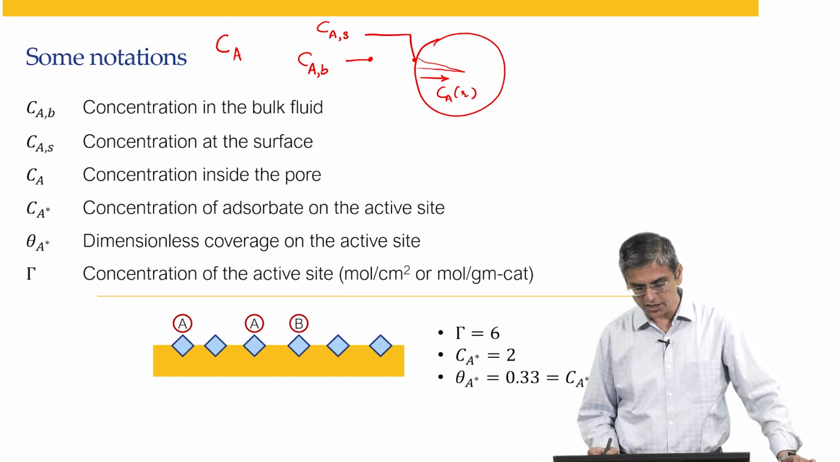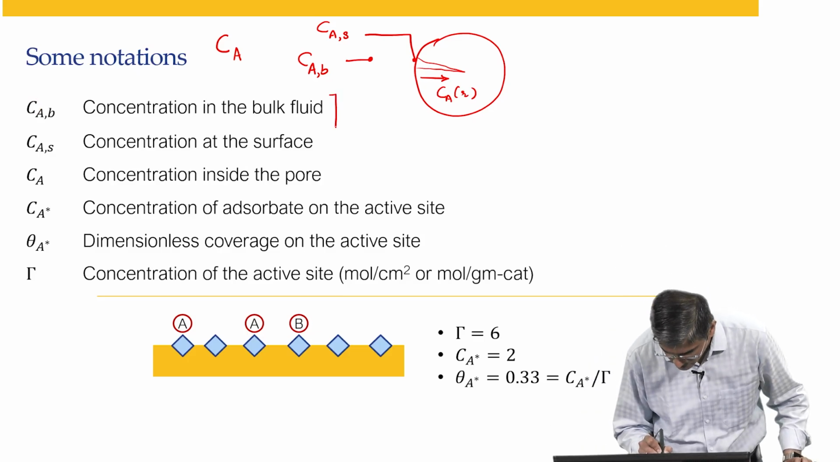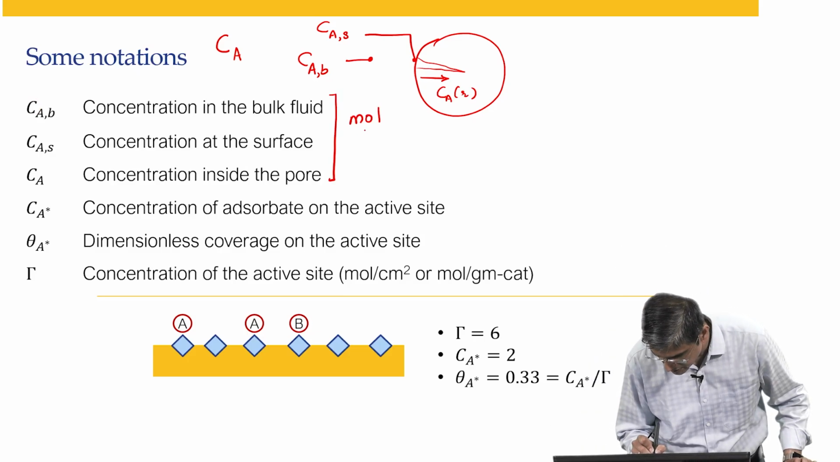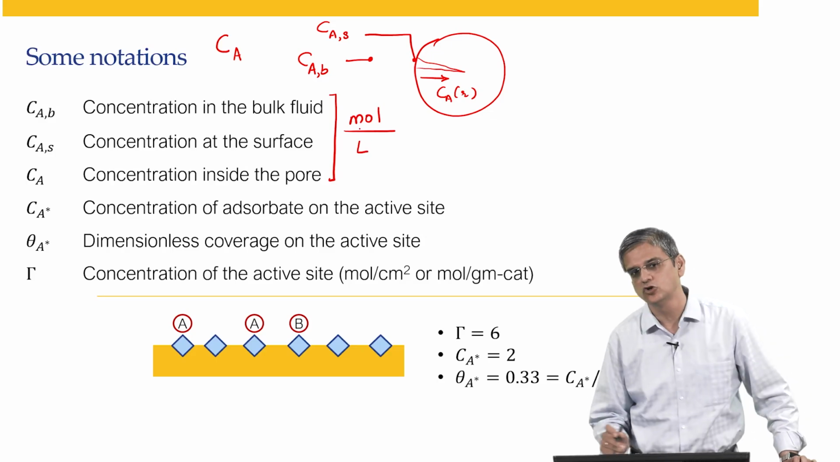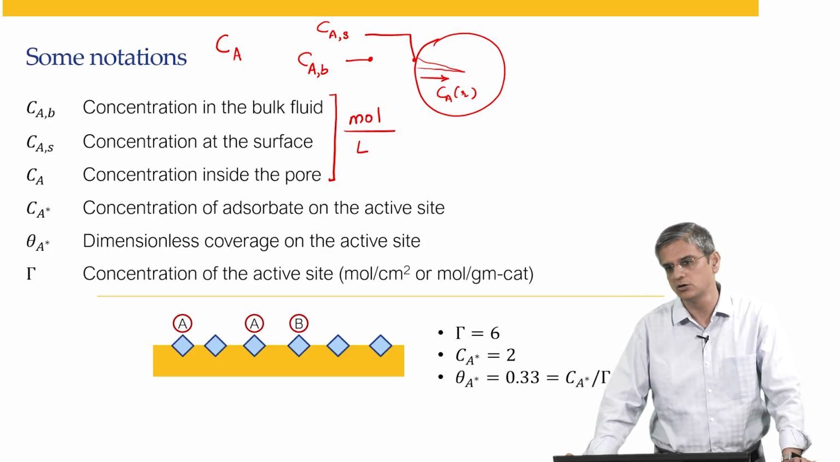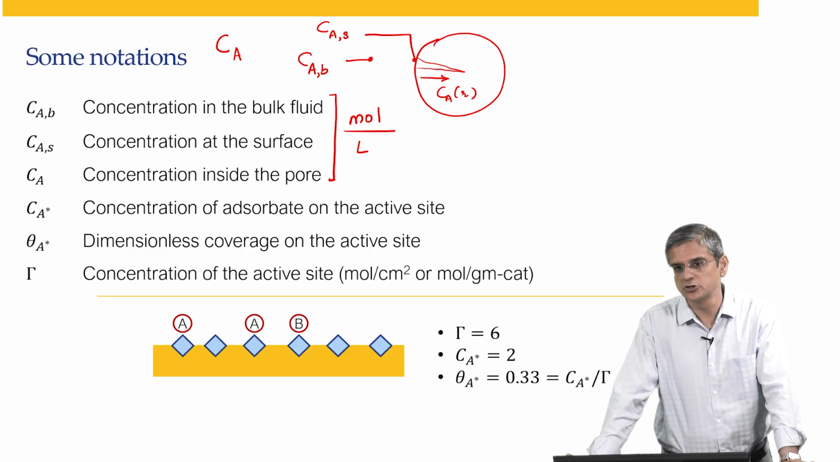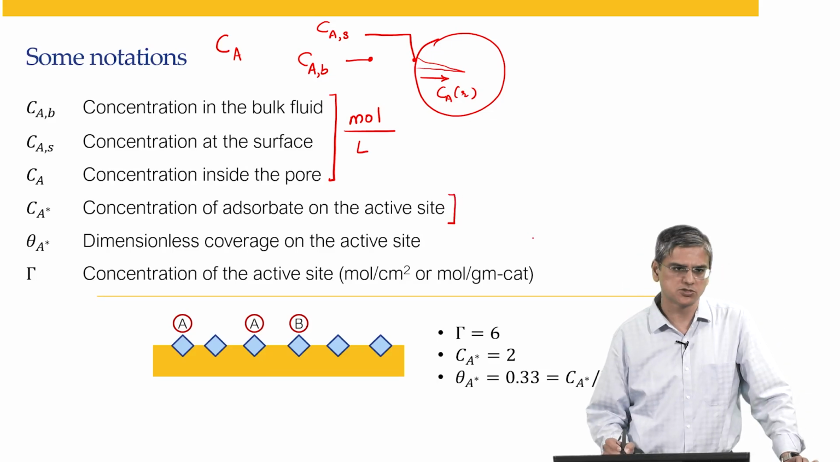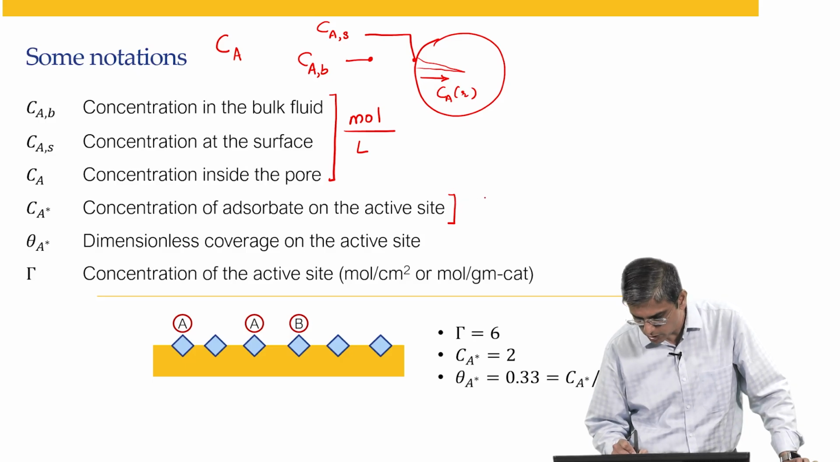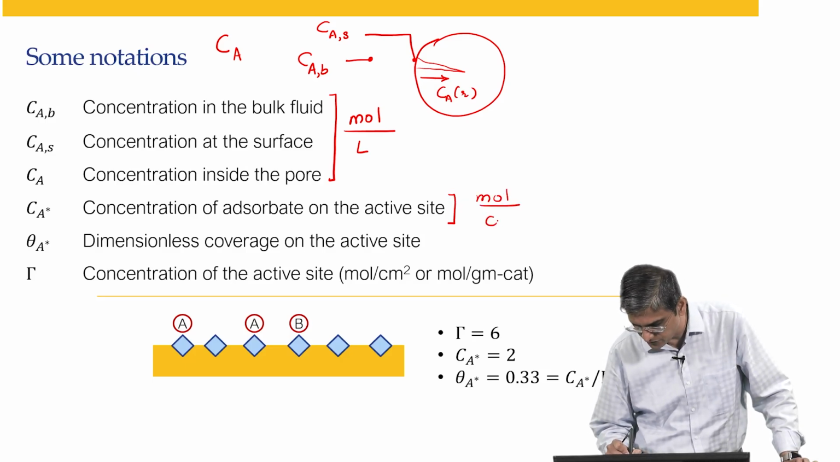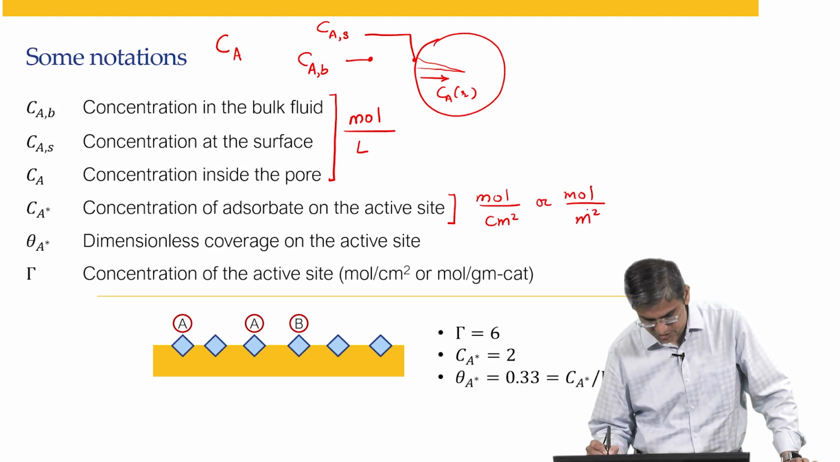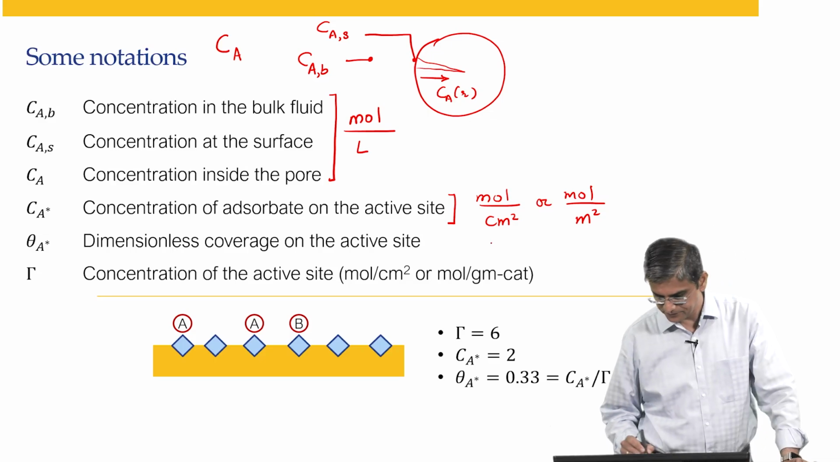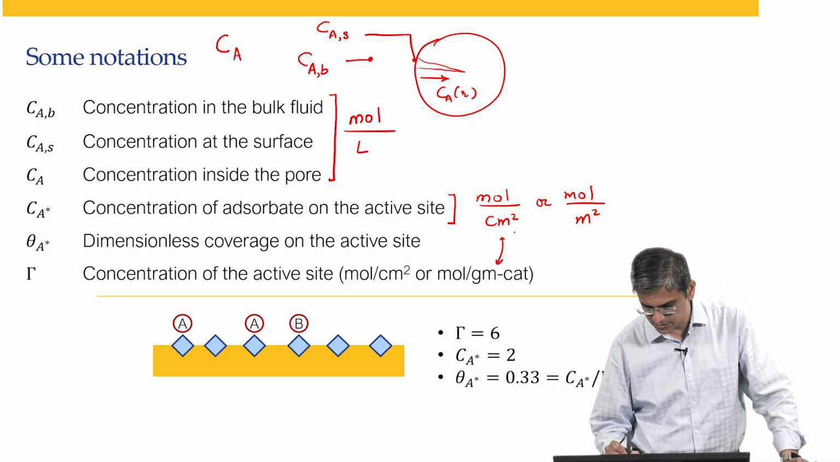And again the idea is the same. C, capital C, is concentration. All of the concentrations will be in terms of moles per liter or moles per centimeter cube or moles per meter cube, whatever it would be, it is going to be in moles per unit volume. Concentration of adsorbate on active site, this was what we did in module 4, that is in terms of moles per centimeter square or moles per meter square of catalyst.